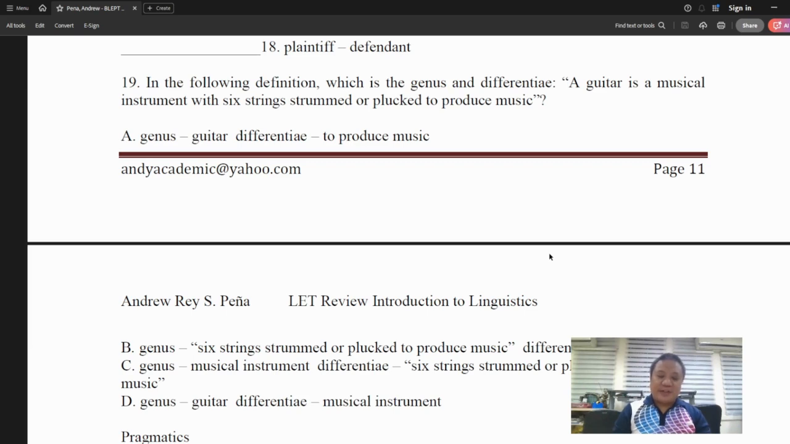The answer is C, genus musical instrument. That is the general class to which the guitar belongs. But then you need to differentiate it from other members of the same class. So you have a differentiate, 6 strings strummed or plucked to produce music. So the answer is C.